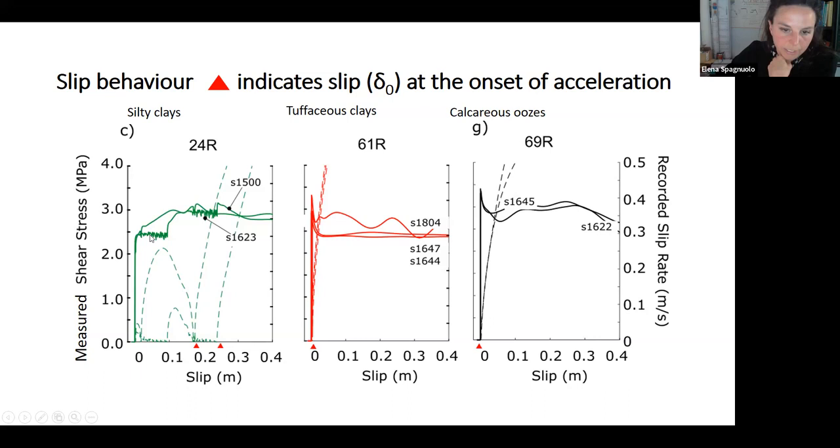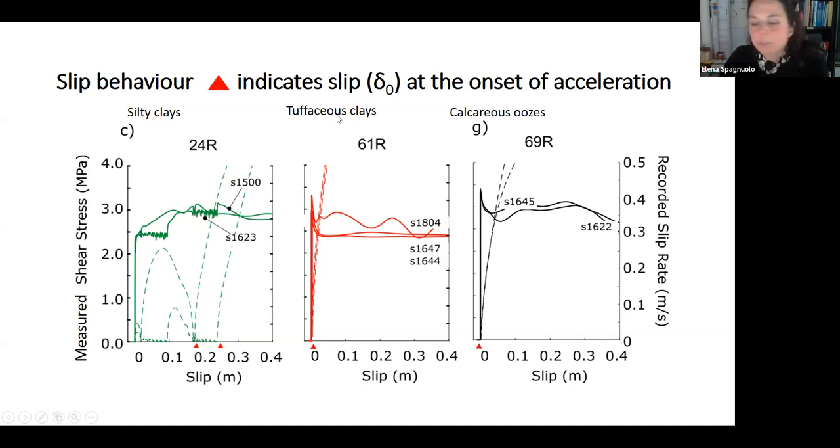This is the shear stress here. And you can see that we have oscillations in shear stress. I use this red triangle to mark the moment, in terms of slip, where we start to see the acceleration toward the final event, the dynamic event. So it's happening at 20 centimeters, 30 centimeters.